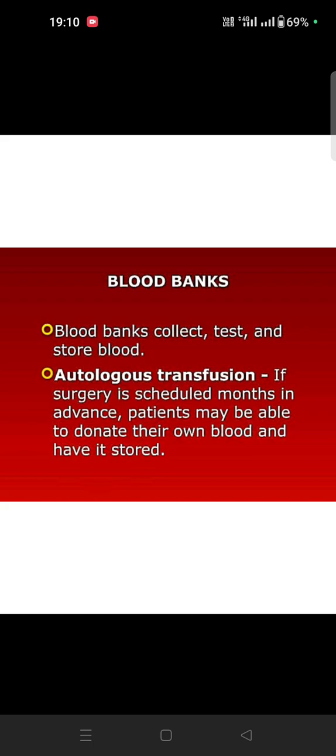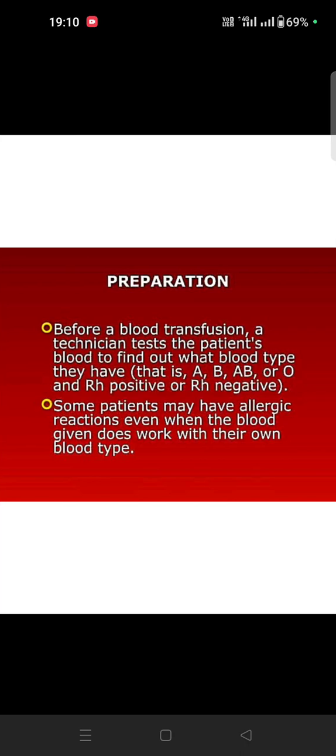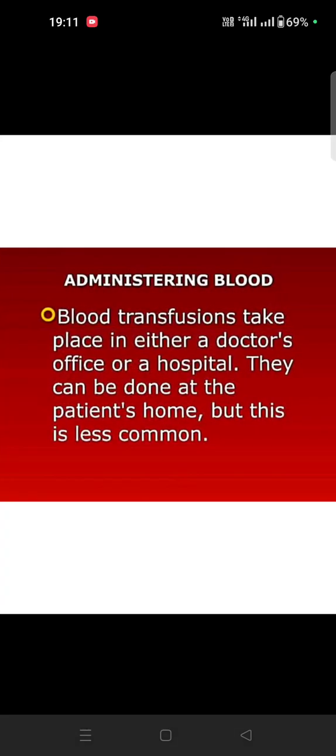For autologous transfusion, if surgery is scheduled in a month, in advance the patient is able to donate their own blood; otherwise stored blood we can give. Preparation before blood transfusion includes testing to find out what blood type it is, A, B or ABO and so on. Some patients have allergic reactions after blood transfusion, so we can check for that.